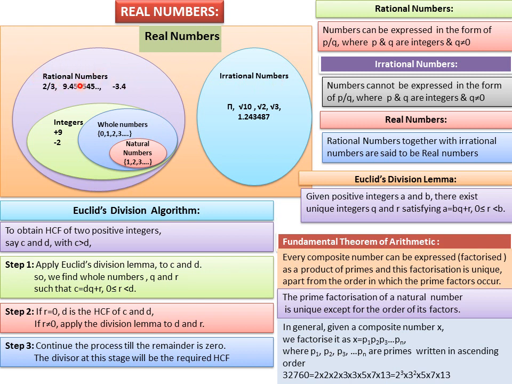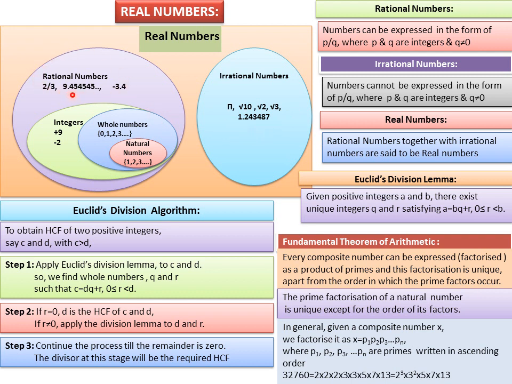Rational numbers are those which can be expressed in the form p by q where q is not equal to 0. And irrational numbers are those which cannot be expressed in the form p by q where q is not equal to 0. For example, pi, root 10, root 2, root 3, 1.243487.